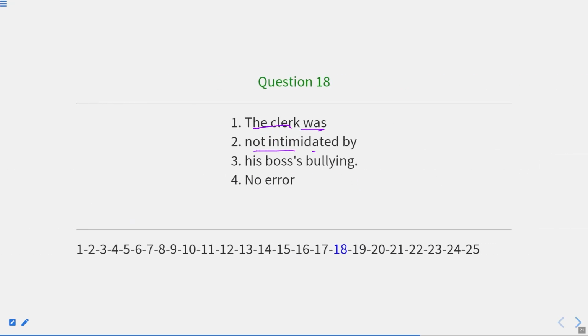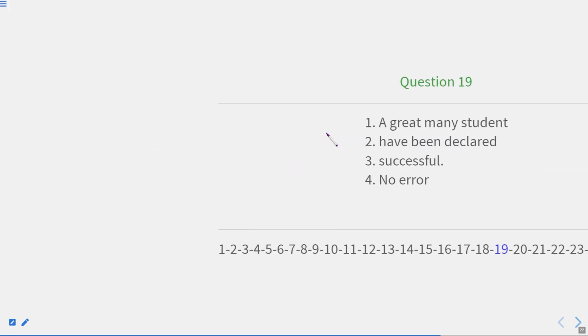The clerk was not intimidated by his boss's bullying. So here the correct answer will be no error, because this sentence contains no error. For the clerk we have written was. Now if I say boss, we can write this in this manner, bosses. We need not write this, but this sentence, because of verb, it does not contain any error. Maybe possible this is some printing error. Now let us move to the next one.